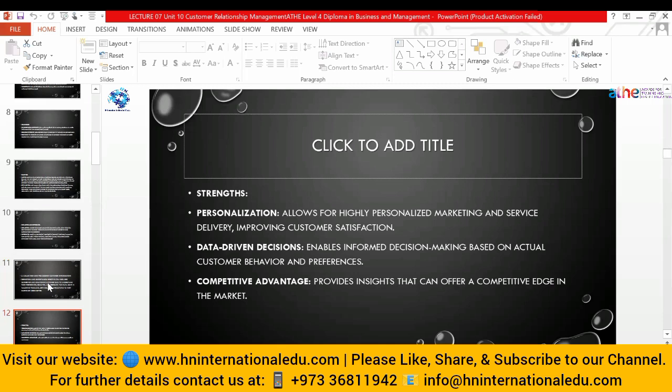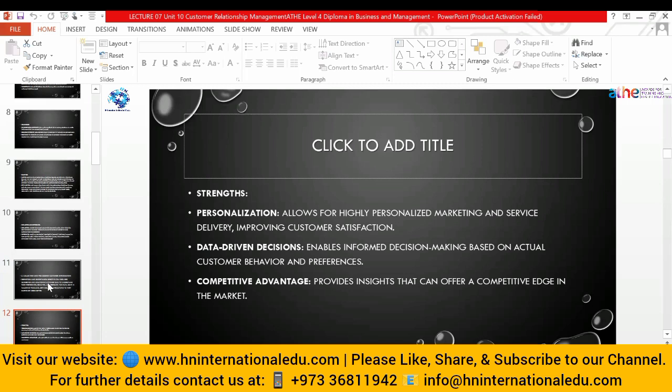Strength, personalization. It allows for highly personalized marketing and service delivery, improving customer satisfaction. Because our main centric approach here is to satisfy the consumer, as an organization we can even give personalized ads too, like giving them special discount coupon codes or brochures. Data-driven decision: it enables informed decision-making based on actual customer behavior and preferences. That is, you're not going to fudge the data, you're not going to play false tricks. You will be way too loyal to your organization and to the exact behavior pattern of the consumers.